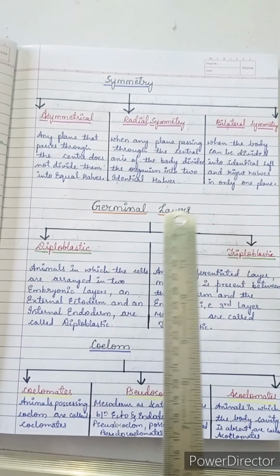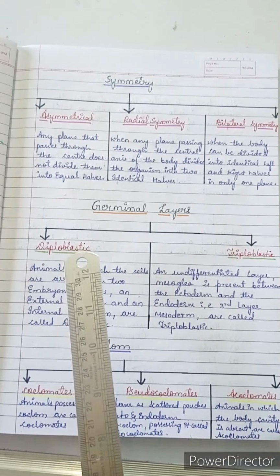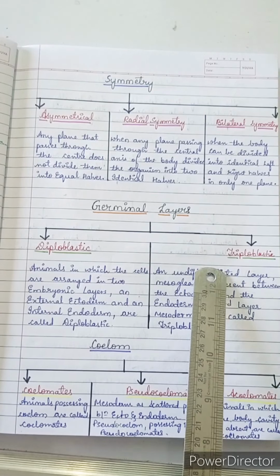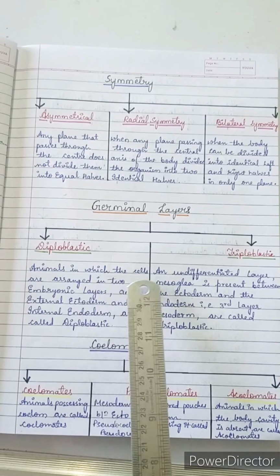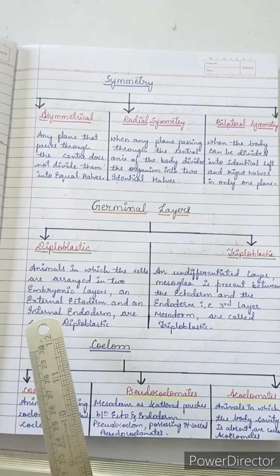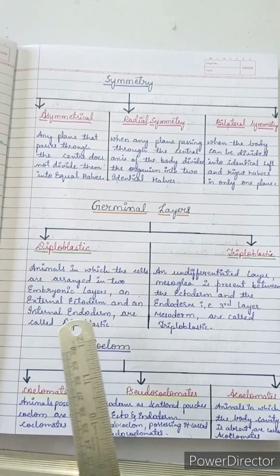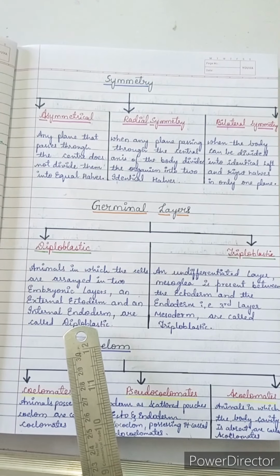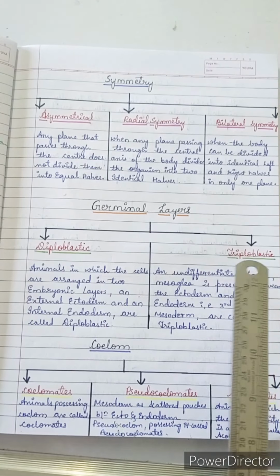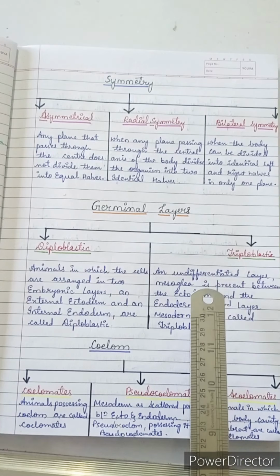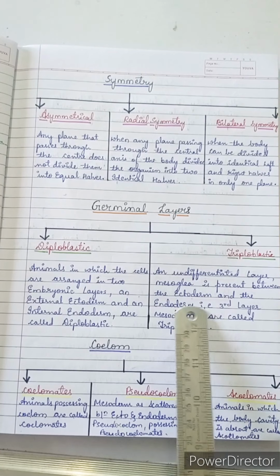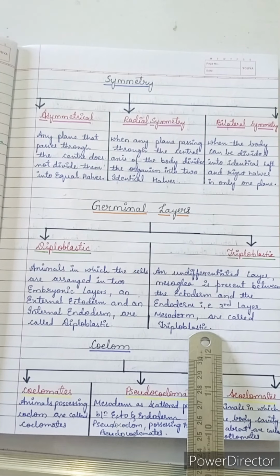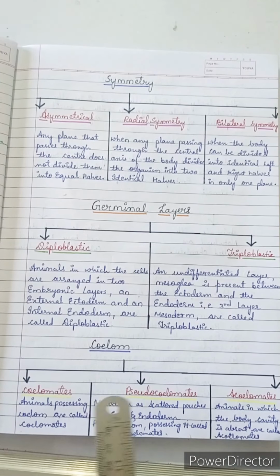Next, we see the germinal layers. We see two types of germinal layers, that is diploblastic and triploblastic. In diploblastic, animals in which the cells are arranged in two embryonic layers, an external ectoderm and an internal endoderm, are called diploblastic. In triploblastic, an undifferentiated layer, mesoglea, is present between the ectoderm and the endoderm; animals with a third layer, mesoderm, are called triploblastic.